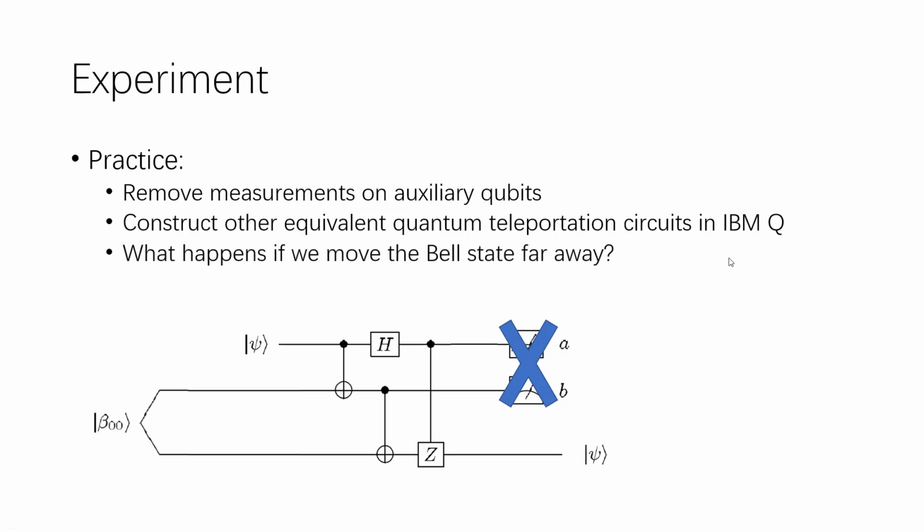And then the third question is: what happens if we move the Bell state far away? You can increase the time elapsed between the Bell state and the teleportation circuit, which mimics the time for the entangled photon to travel from Alice to Bob. So it will suffer from decoherence, and the information will be lost after the decoherence time. That is the shortcoming of this quantum teleportation and quantum computation.